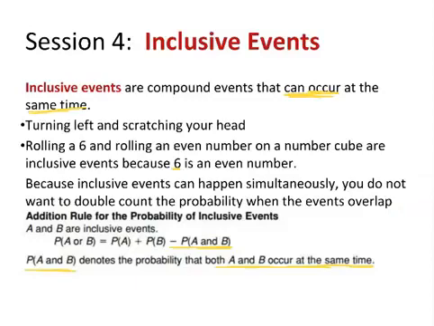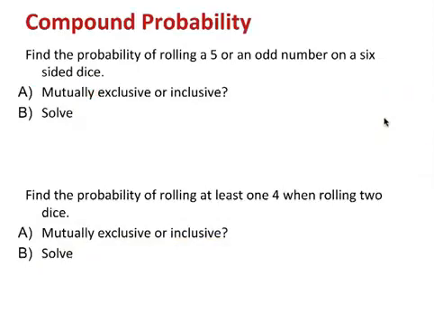We're going to first identify whether an event is mutually exclusive or inclusive, and then find the probabilities using the correct formula. The first question says find the probability of rolling a 5 or an odd number on a 6-sided dice. Can these events occur at the same time? Can you roll a 5 and an odd number at the same time? You can, because 5 is an odd number. Since these can occur at the same time, this is an example of an inclusive event.